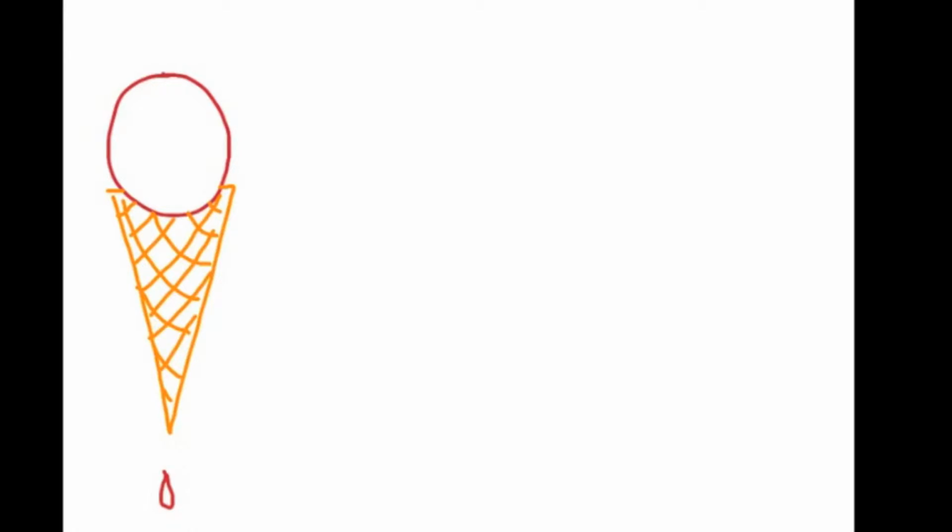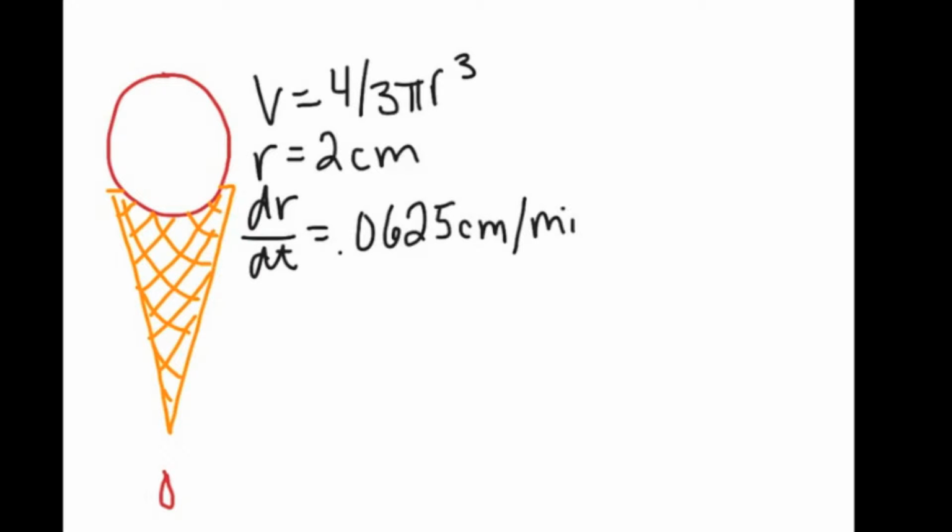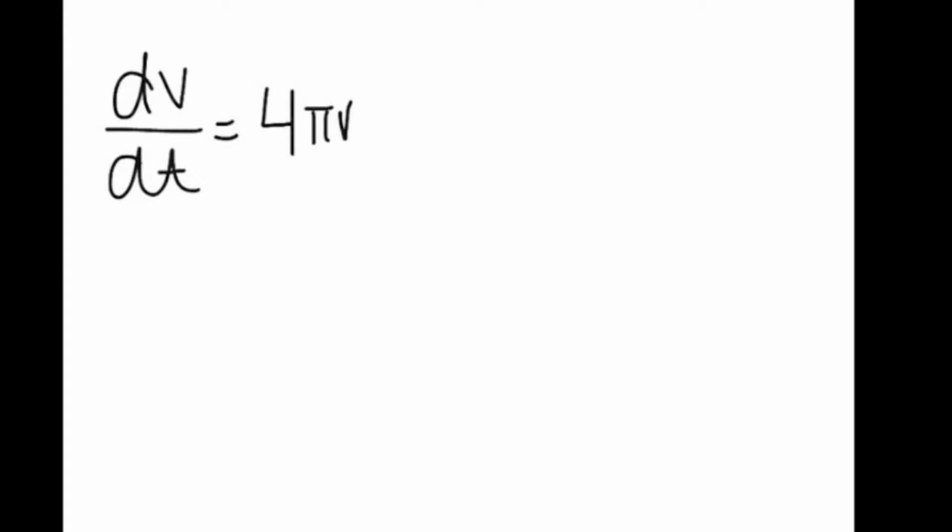Similar to the balloon, the volume of the ice cream can be found with the equation 4/3 pi r cubed. The other given information for the ice cream is that the radius equals 2 centimeters and dr/dt is 0.0625 centimeters per minute as derived from experimentation. Just as before, the next step is to implicitly differentiate the volume equation. This leaves you with dV/dt equals 4 pi r squared dr/dt.